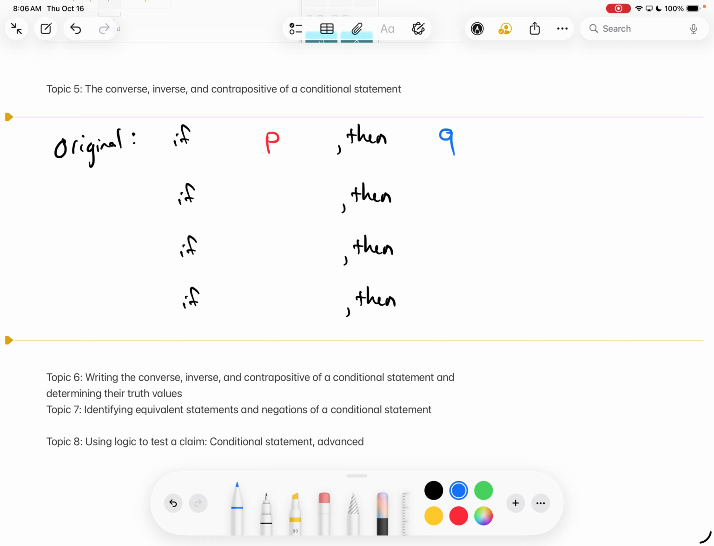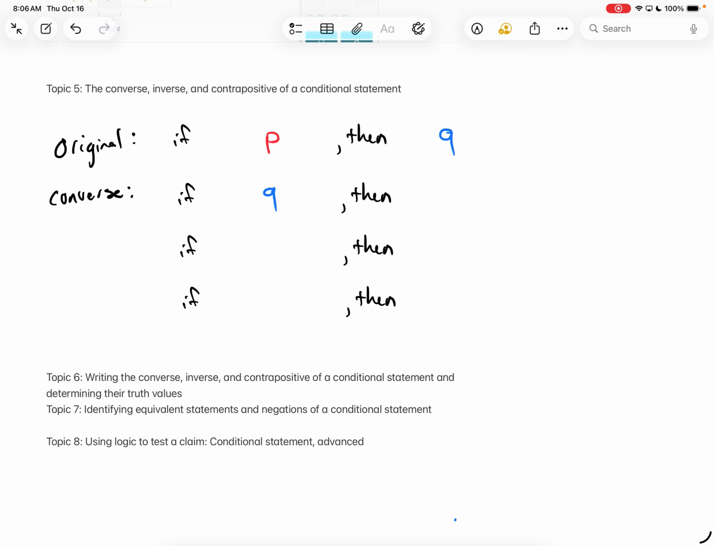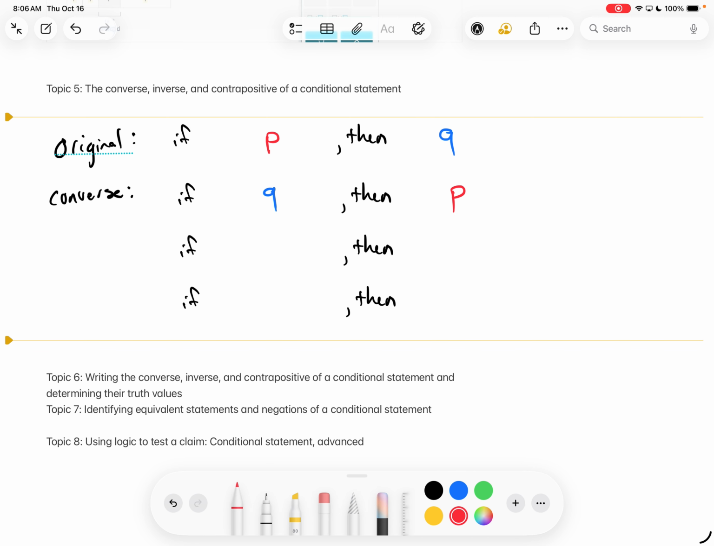So you have if this happens, then P. I think the example we used the other day is like if the stoplight is red, then you must stop. So you have these two statements around the if-then. So I'm going to call that the original. The converse flips those, and it says if Q, then P. So if you must stop, then the stoplight is red. So it kind of flips those statements right there.